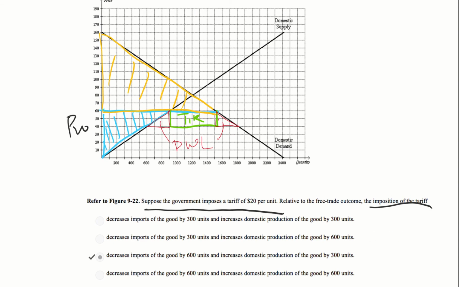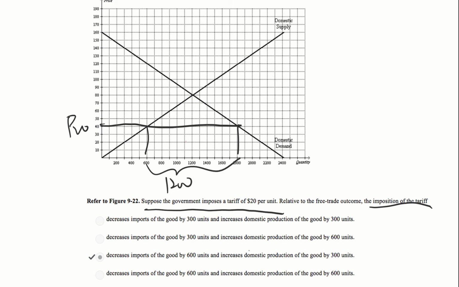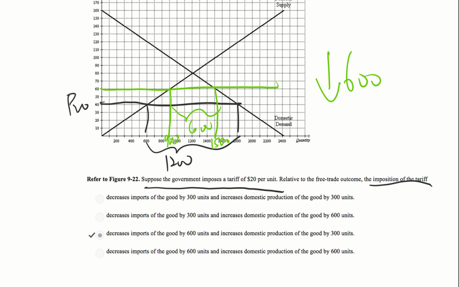Okay, so it's asking for our number of imports. When the price was 40, our imports were from 600 to 1800, so we import 1200 units. Now when the price goes up to 60 with a tariff, your imports are now between 900 and 1500. That difference is 600. So it looks like our imports are going down by 600 units. So imports decrease by 600.